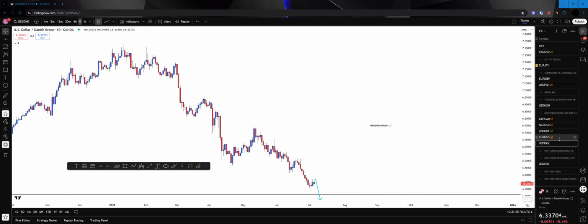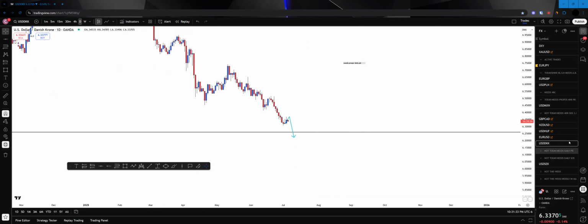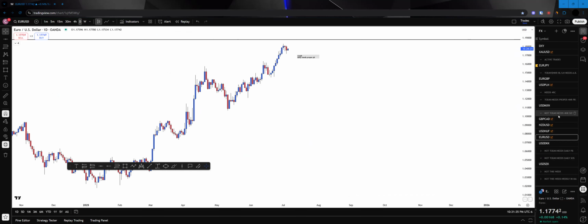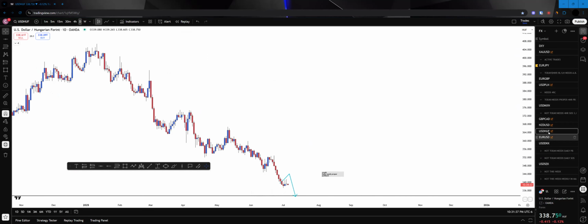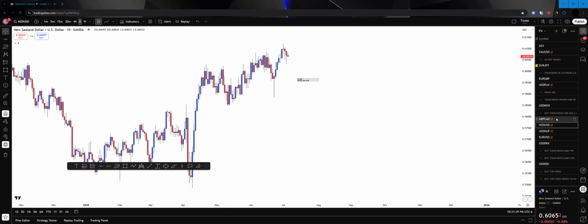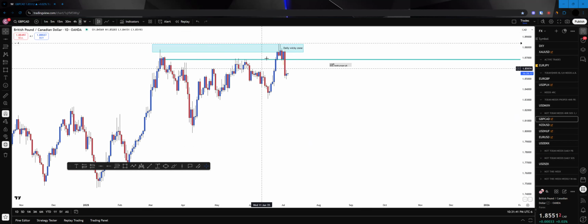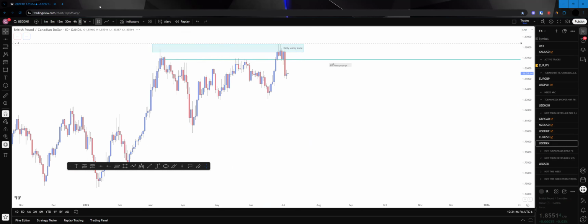These pairs here, so USD SEK, Euro USD, USD HUF, NZD USD, and GBP CAD all need a 4-hour shift. So you can see on the daily, it's bearish, bullish, bearish, bullish, but as you can see, they're all making proper structure, right? So now let's start off with USD DKK.